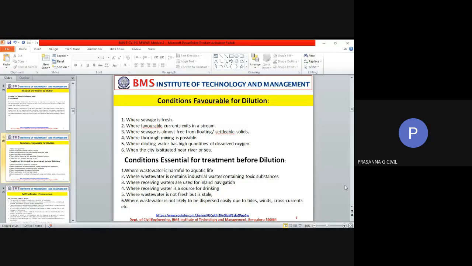So if they are using it as a source of water, especially if the wastewater is septic compared to fresh water, where the wastewater is not likely to be dispersed because of tides, winds, cross currents. So if the water is very still, then dilution doesn't play a big role, or you cannot even think of dilution. So what are the favorable conditions for dilution in terms of receiving waters? We need to look at that.